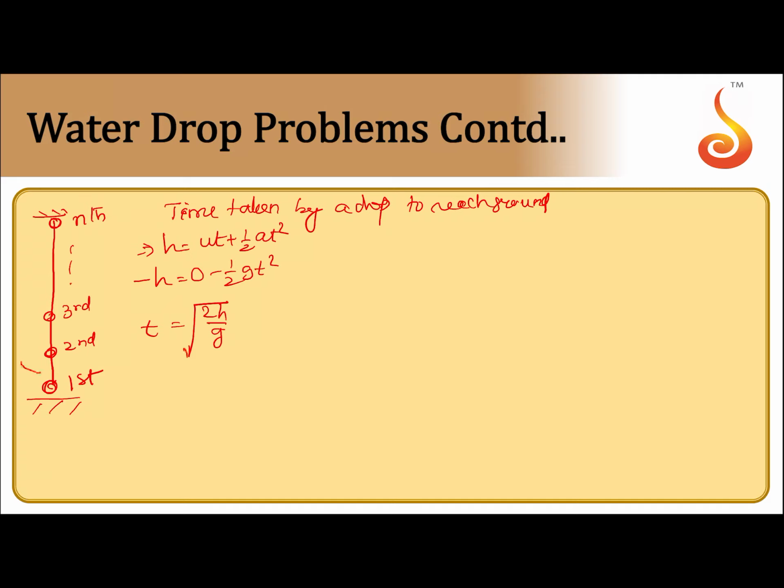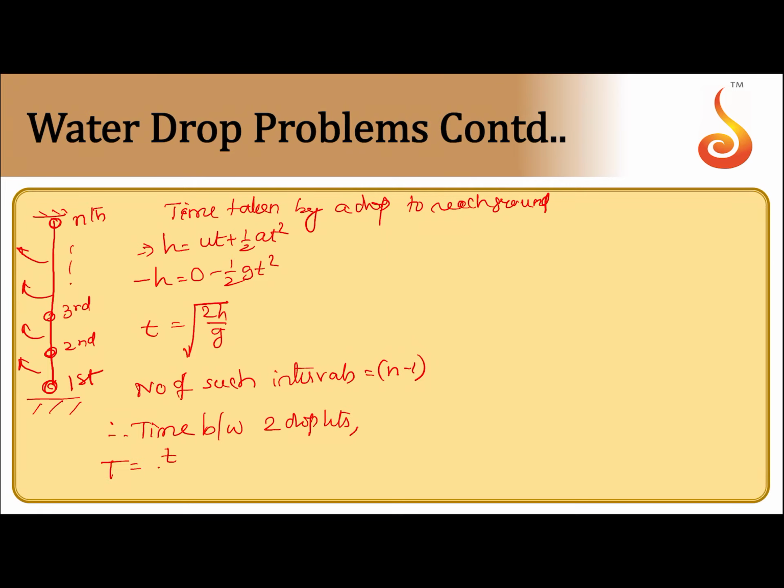But this contains multiple time intervals. How many intervals? Number of such intervals is equal to n minus 1. There are n droplets, n minus 1 intervals. Therefore, the time between two droplets, t, is equal to total time divided by number of such intervals, that is 1 by n root of 2h divided by g. So, this is the time interval between two successive droplets, 1 by n square root of 2h divided by g.